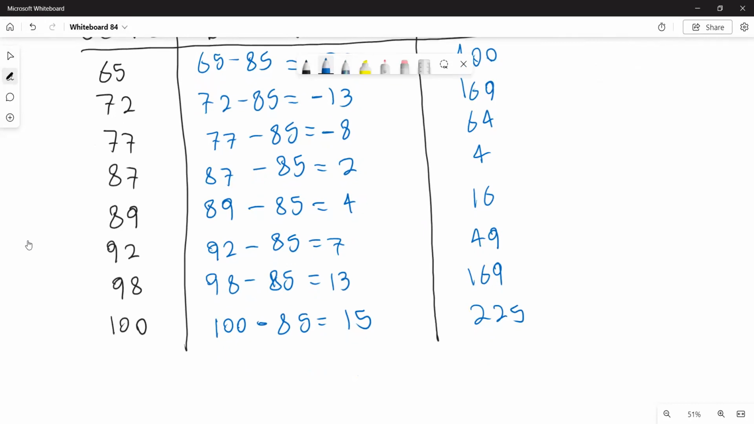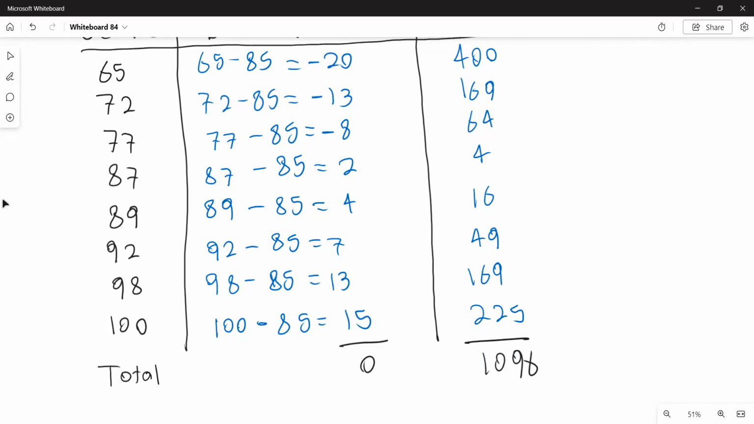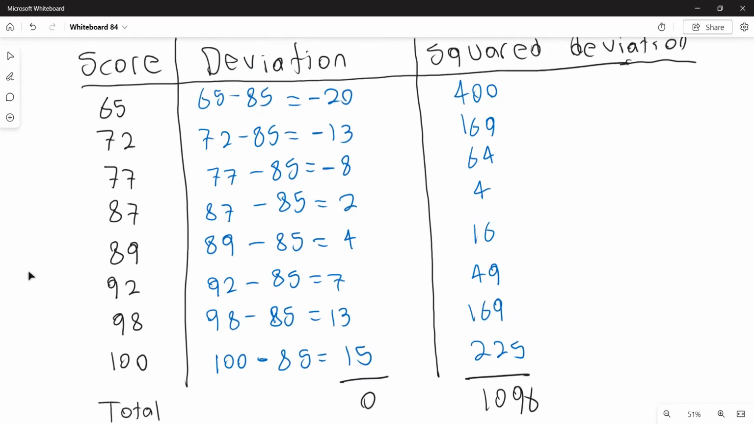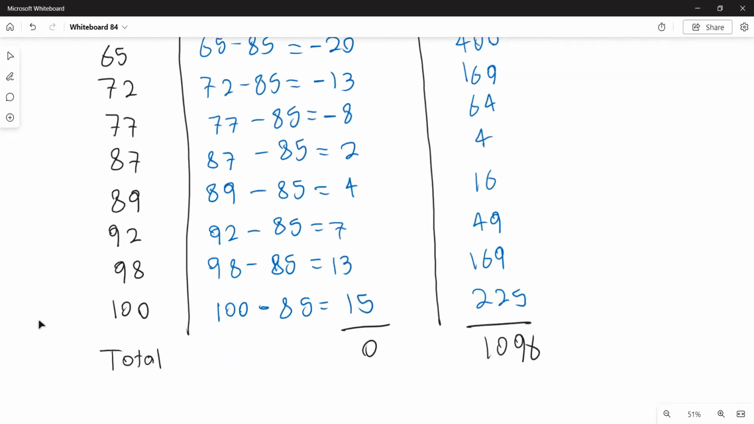And we're going to add the square deviations. The sum of deviations is 0, and the sum of square deviations, if you add those numbers, is going to be 1096. Okay, so we found the sum of square deviations. We did the longest part.